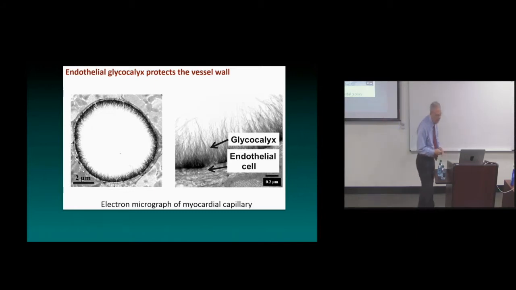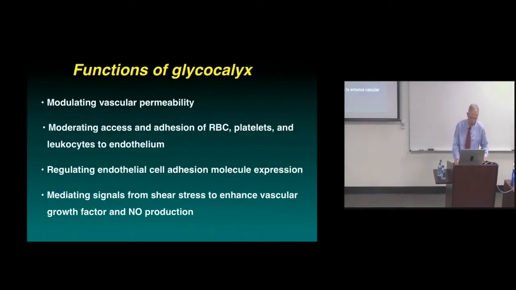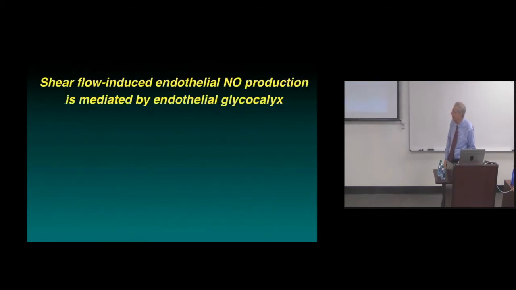You don't think about that until, I didn't at all until about a year and a half ago when I started studying this. So it's in all of us. This can modulate vascular permeability. It moderates access of cells to the endothelium, like neutrophils and lymphocytes migrating through. It can regulate cell adhesion molecule expression. Of course, that's important for us if you're thinking about these parasitized red cells binding. And it can mediate signals from shear stress to enhance vascular growth factor and nitric oxide production.